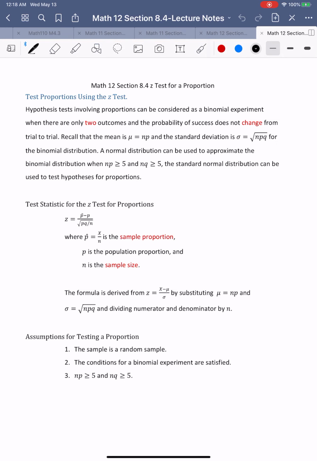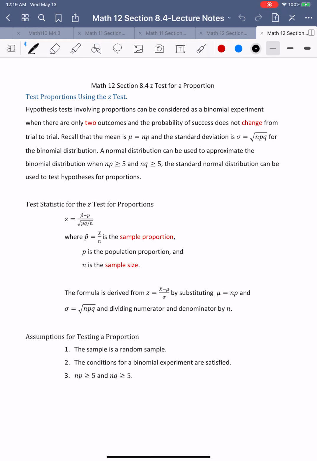Okay, this is section 8.4, z-test for proportions. We test the mean using the t-test when we don't know the population standard deviation. But this is a test for proportion using a z-test.